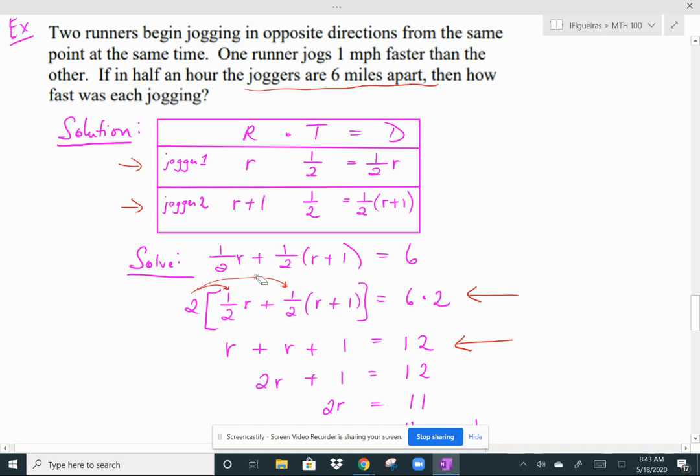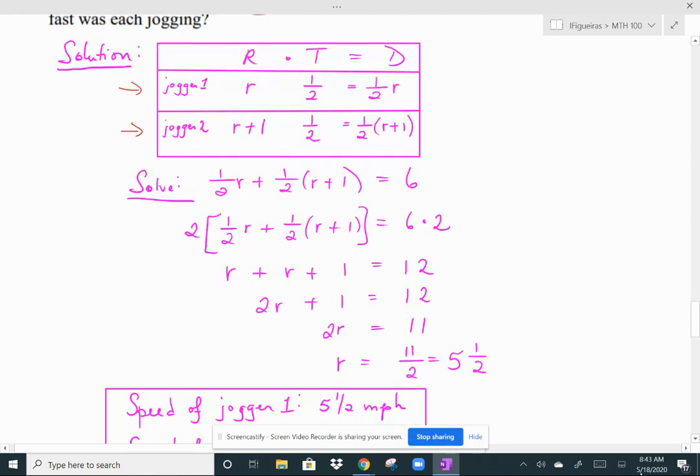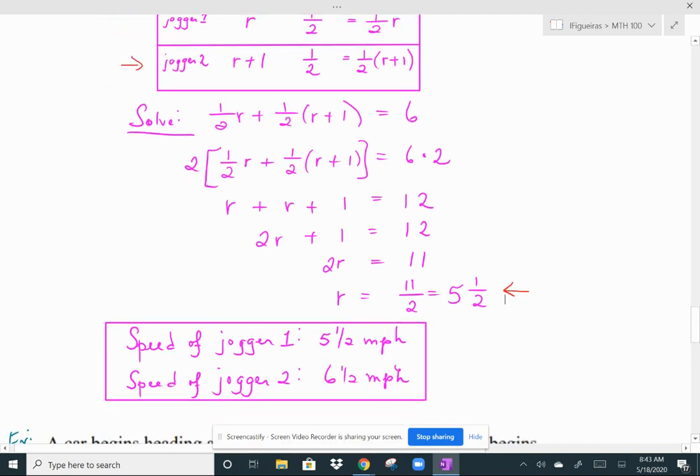Then we just have to combine like terms on the left. So R plus R gives you 2R plus 1. Subtract 1 from both sides, you get 2R equals 11. Divided by 2, you get R is 11/2 or 5.5. So what does that mean? Remember, R is the speed of jogger 1. So jogger 1 is traveling at 5.5 miles per hour, and jogger 2 is 1 mile per hour faster. So add 1 to 5.5, and he's jogging at 6.5 miles per hour.